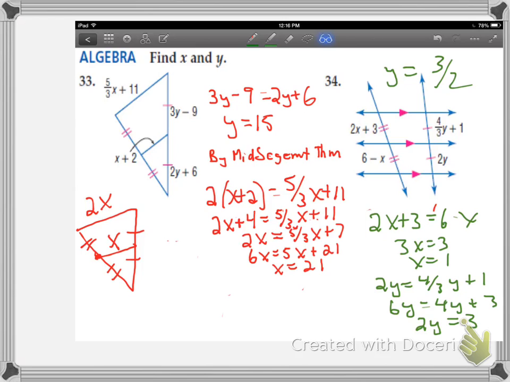On problem number 34, they've made this problem easy. The theorem says that when we have 3 or more parallel lines, they divide all transversals proportionally. Well, in this particular case, the proportion is 1 to 1 because they've marked that each of the transversals are divided into congruent segments. That makes this problem really easy. We just set 2x plus 3 equal to 6 minus x and get x being 1, and we set 2y equal to 4/3 y plus 1 and get y equals 3/2.